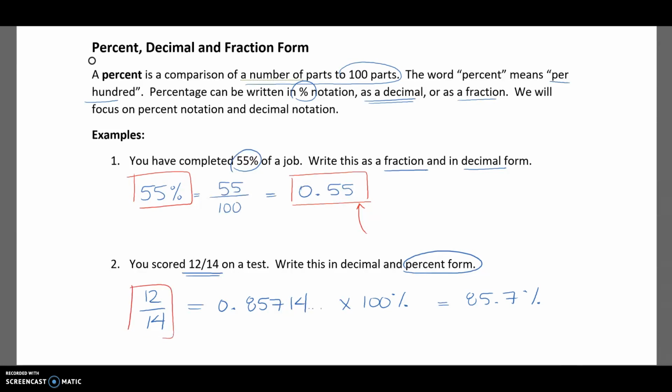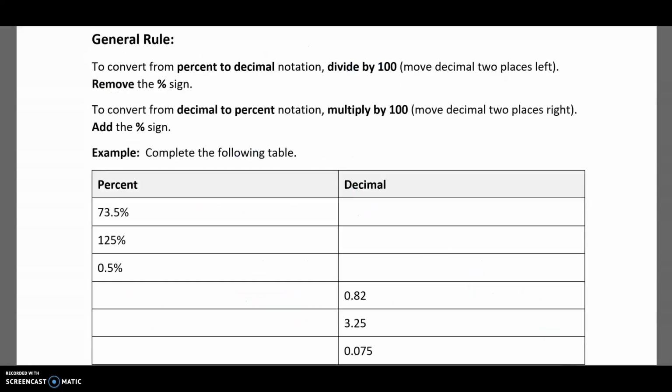So 12 out of 14 is equal to a decimal of 0.857. We multiply by 100 to get to a percent, or 85.7%. And notice here, I've included the percent sign once I've converted to percent. Often when we're doing calculations with percents, we convert from percent form to decimal form. In order to convert from percent to decimal notation, we simply divide the percent by 100, or you can do this by moving the decimal 2 places to the left. And it's important when you convert from percent to decimal to get rid of that percent sign.